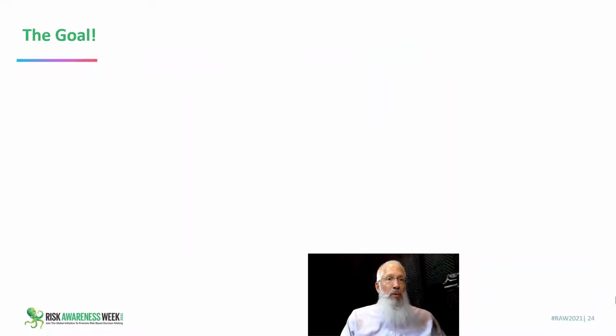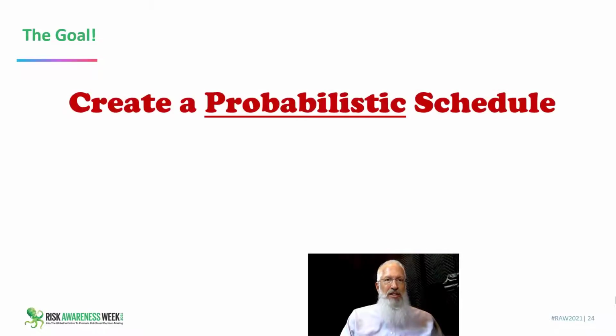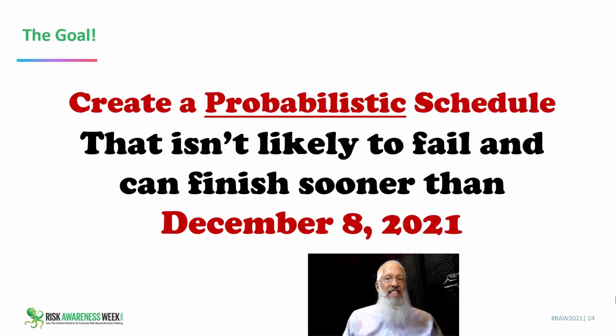Now, let's talk about what the goal is. The goal for my project sponsor is to create a probabilistic schedule that isn't likely to fail and can finish sooner than December 8th, 2021. Our strategy is to shrink the duration time for each activity on the critical path, but include a schedule buffer for those times where the task or the activity takes longer than expected.